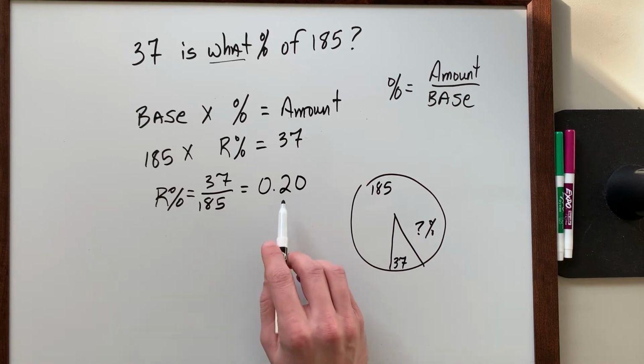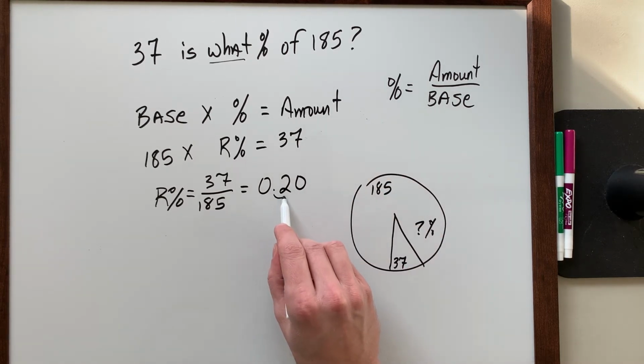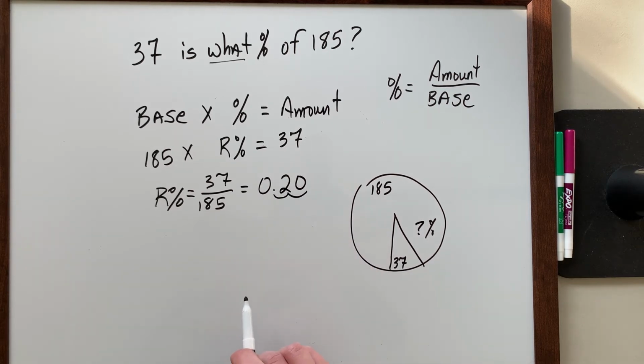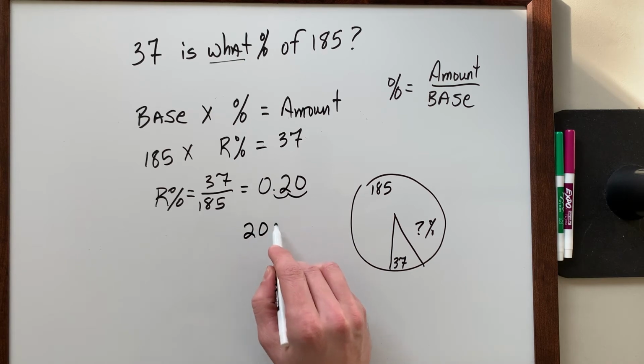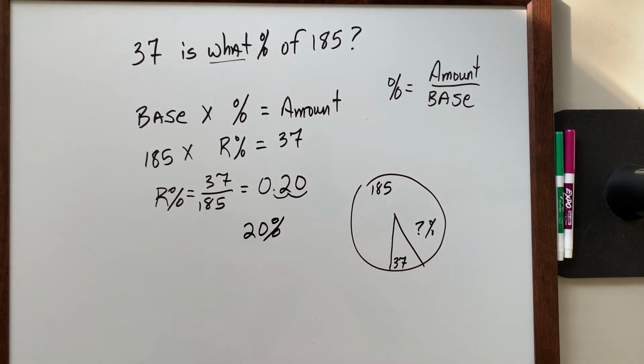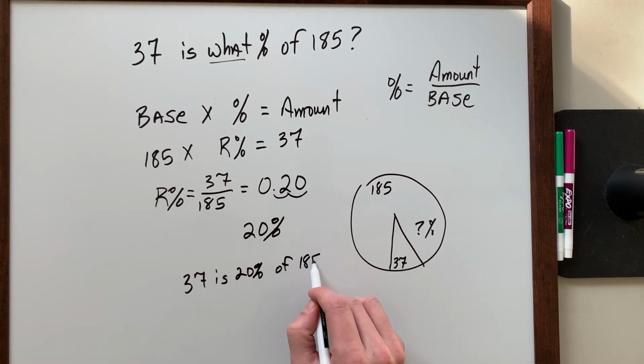And if you recall, to turn a decimal into a percentage, we move the decimal point 2 places to the right. That converts a decimal into a percentage. So this is 20%. That tells us that this sliver of the pie right here, this 37, is 20% of the whole thing. So we could rewrite this and say 37 is 20% of 185.